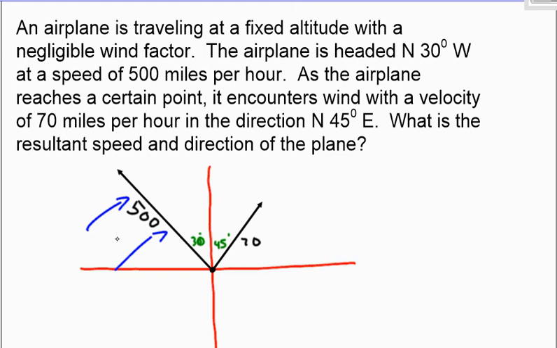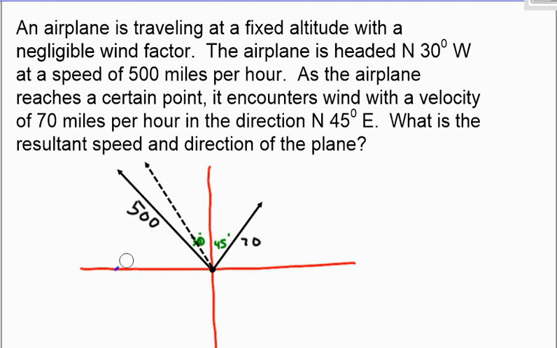So if the wind comes in like that, we want to know what's the resultant speed and direction of the plane. Well, the plane should wind up over here somewhere. The wind's going to push it off course a little bit. We want to figure out what that is.